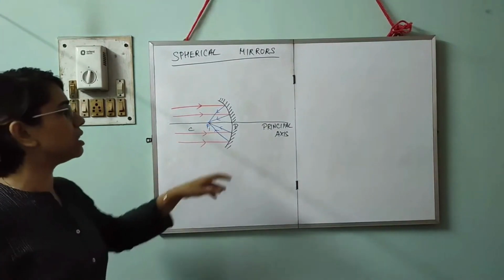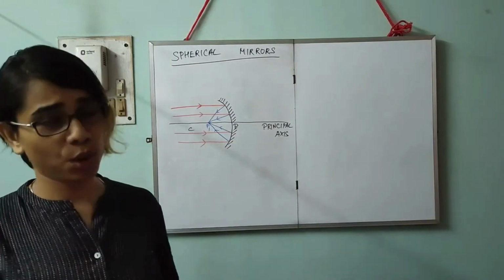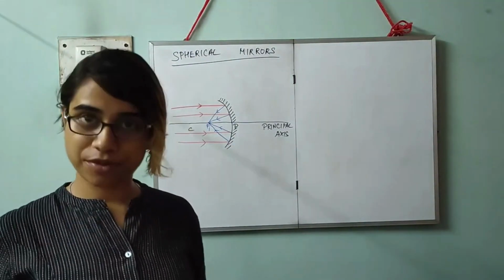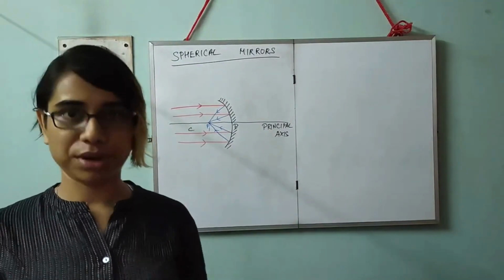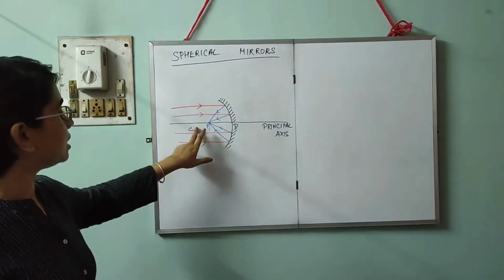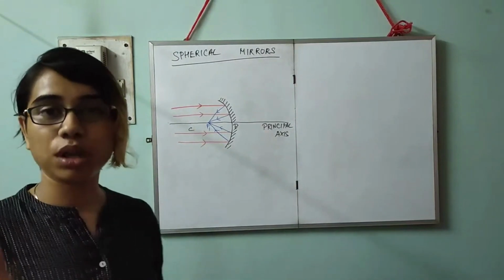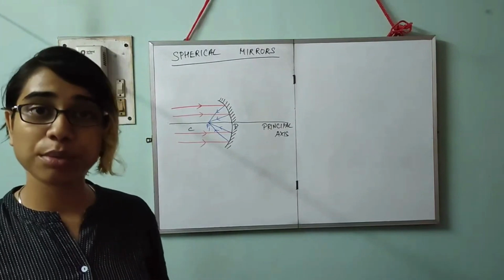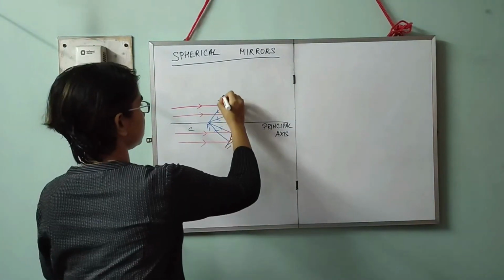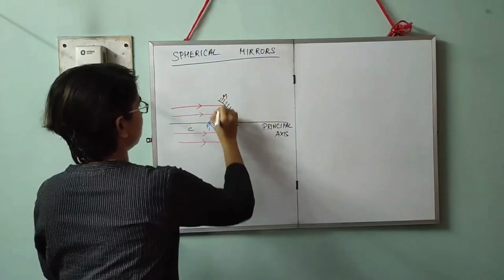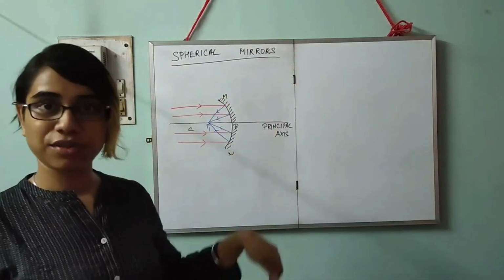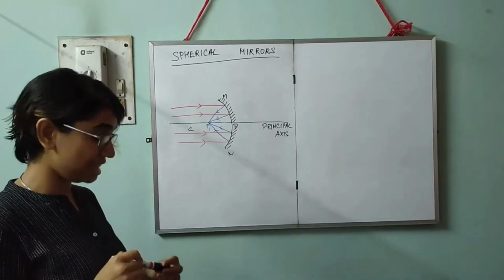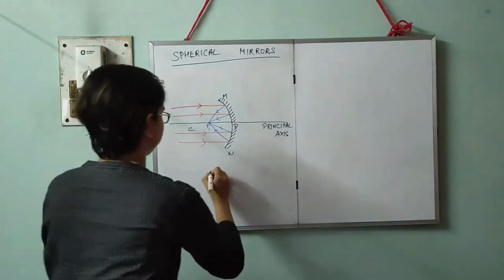Now usually the distance between the pole and the principal focus is known as the focal length of any lens or mirror. And the center of curvature for a very small spherical mirror with small aperture. You remember what is aperture? This distance where the light can fall. This is known as the aperture of the spherical mirror, in this case, a concave mirror.